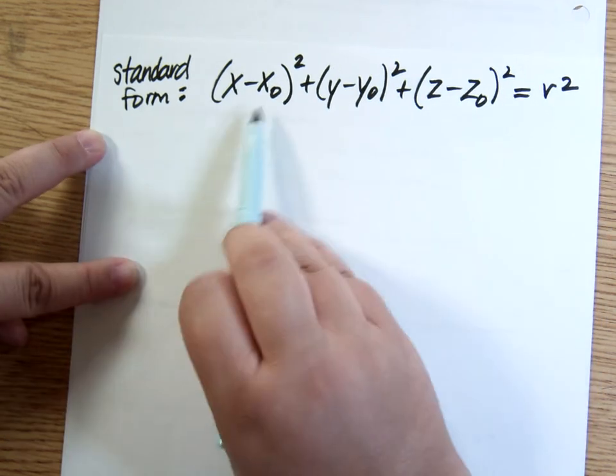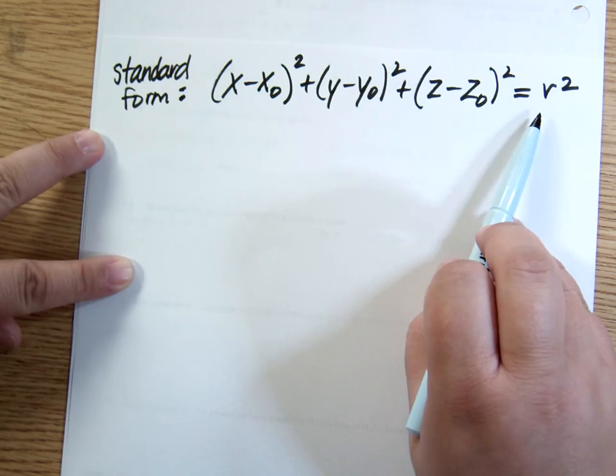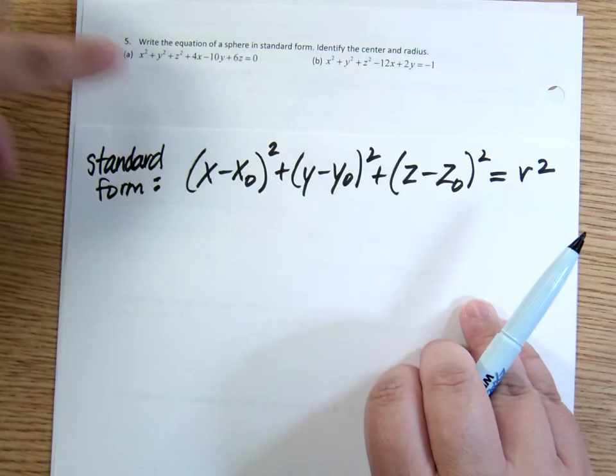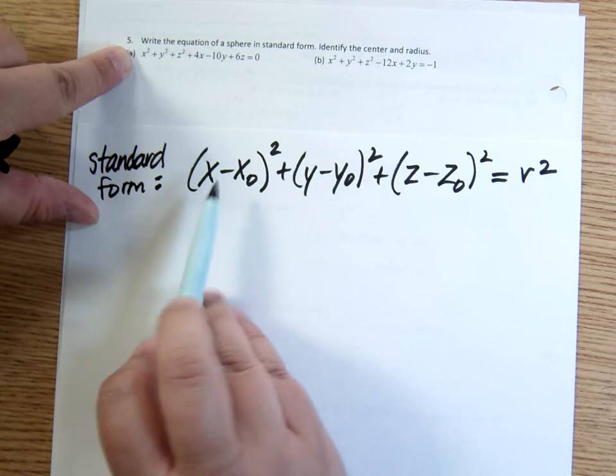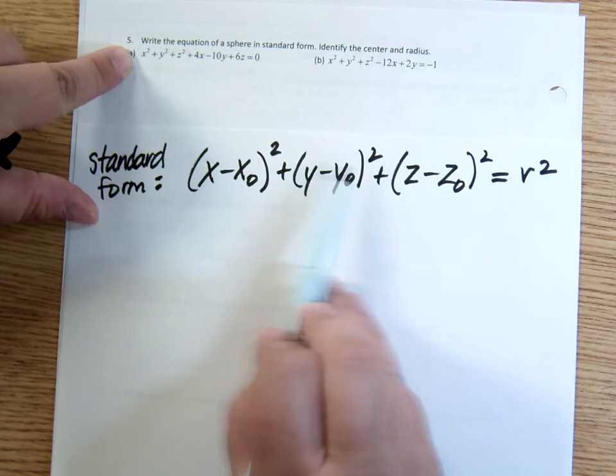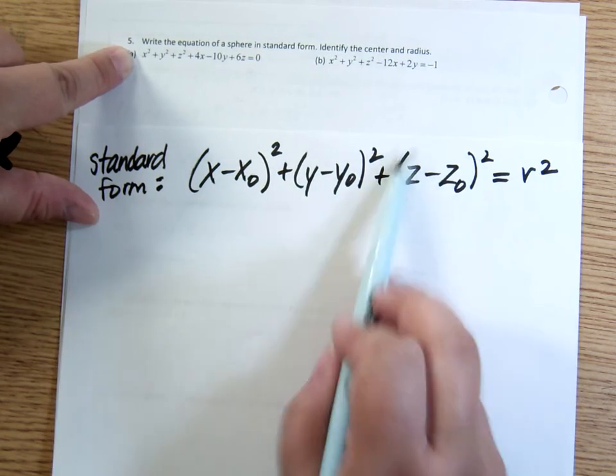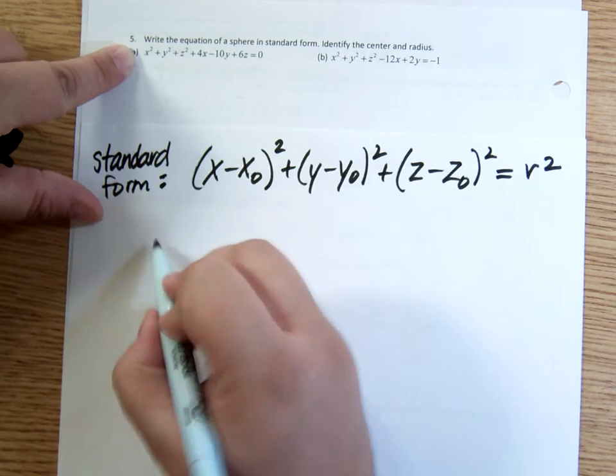Okay, so this is what I'm trying to get it into. I'm trying to get it to be like that. This is what it looks like now. So I need all my x's to get together, all my y's to be together, all my z's to be together. So that's my first step.